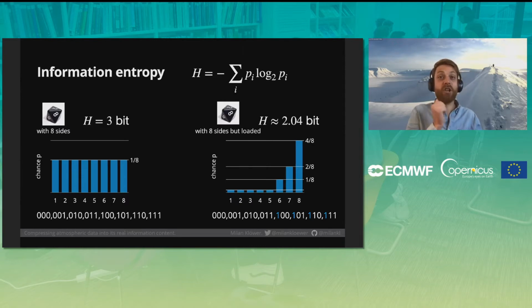However, if our dice is loaded, meaning certain outcomes are way more likely than others, you will see that because most of the time 5, 6, 7, 8 will be the outcome, you already know that the first bit will always be a 1. And so if you calculate the entropy of that, it is very, very close to 2, because you basically don't need to store the first bit. And this is the intuitive reason for that.